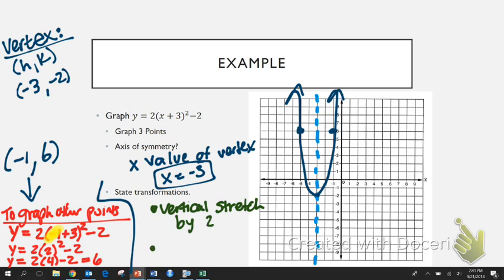H moves me left and right, and it's a liar. So since I have plus 3, that's going to move me left 3. And then lastly, I have a k value of minus 2, which means I go down 2. So the transformation rules are the same that they've always been. They're not changing for quadratics.